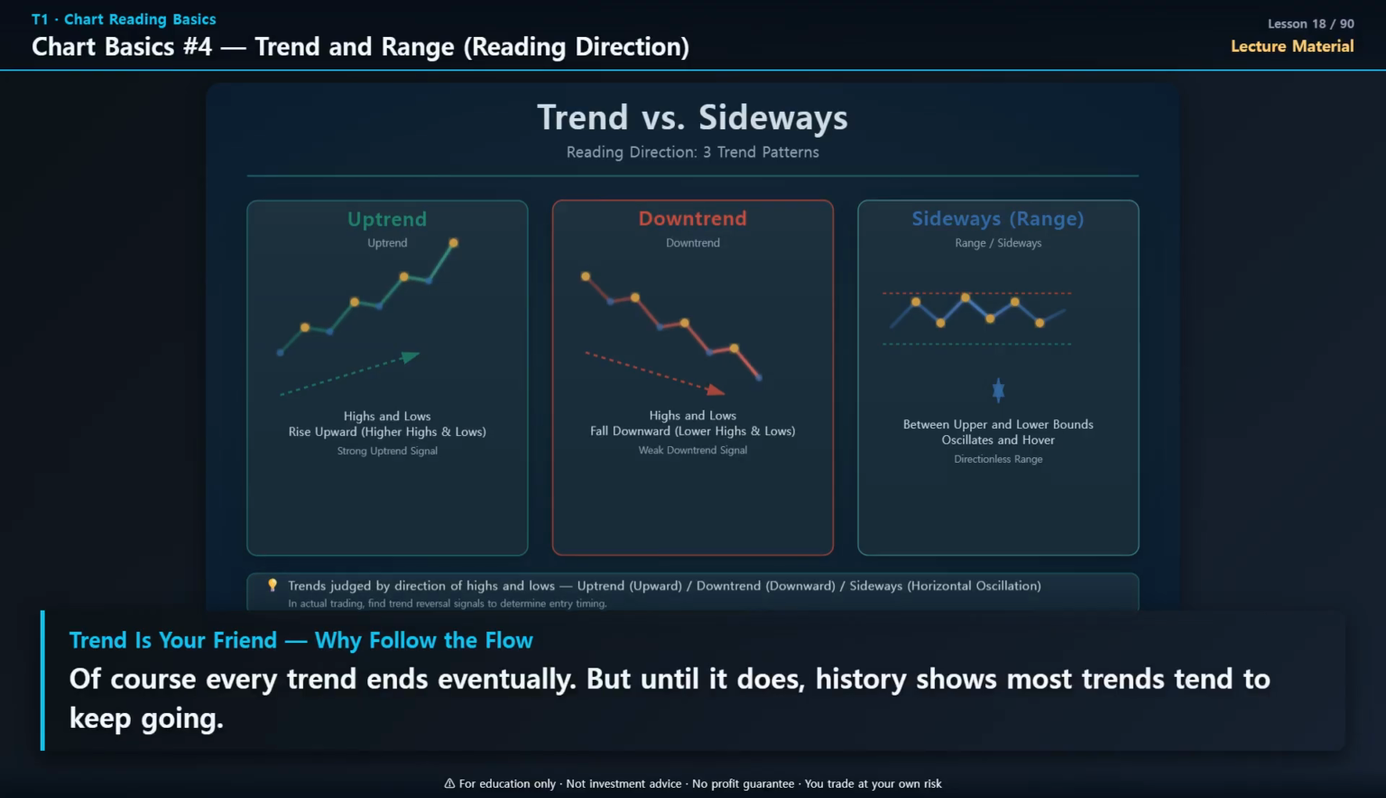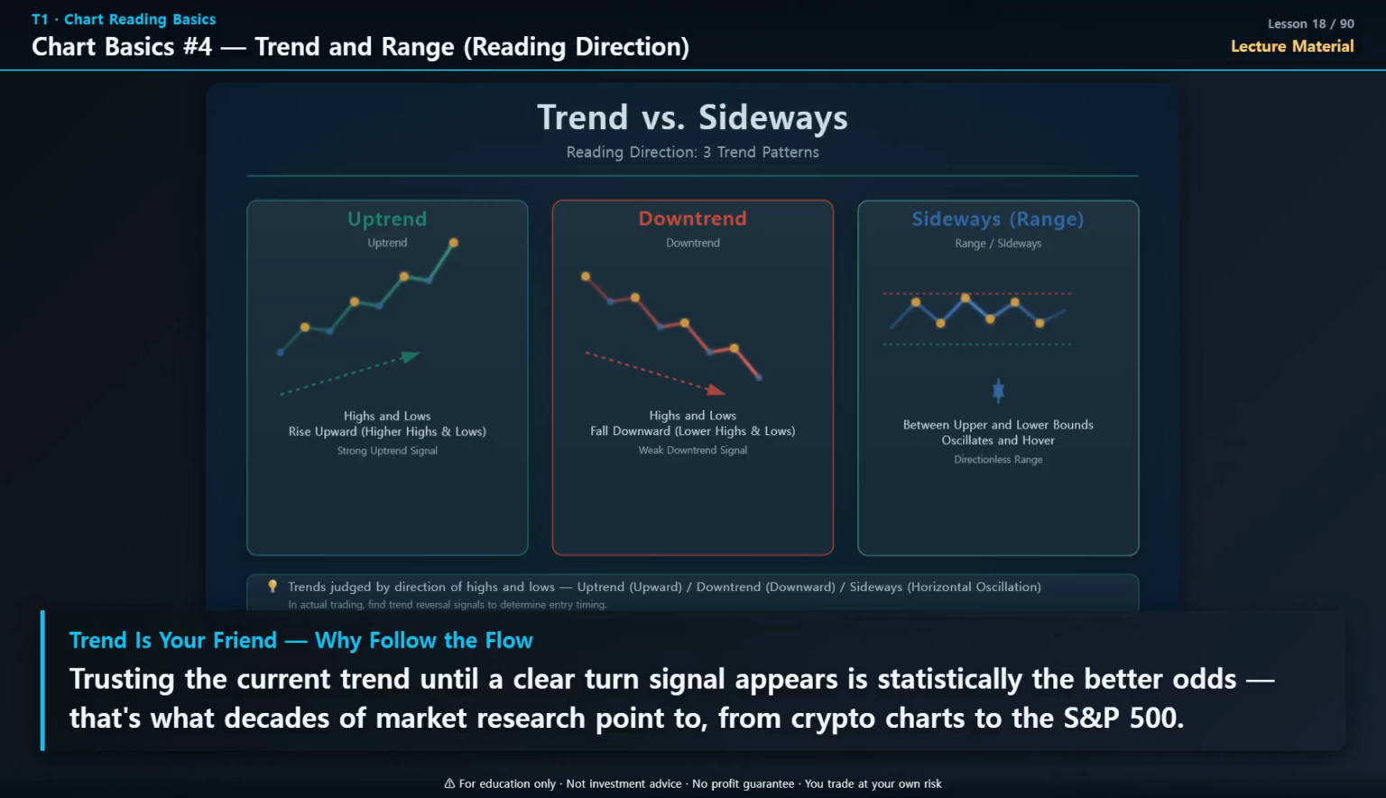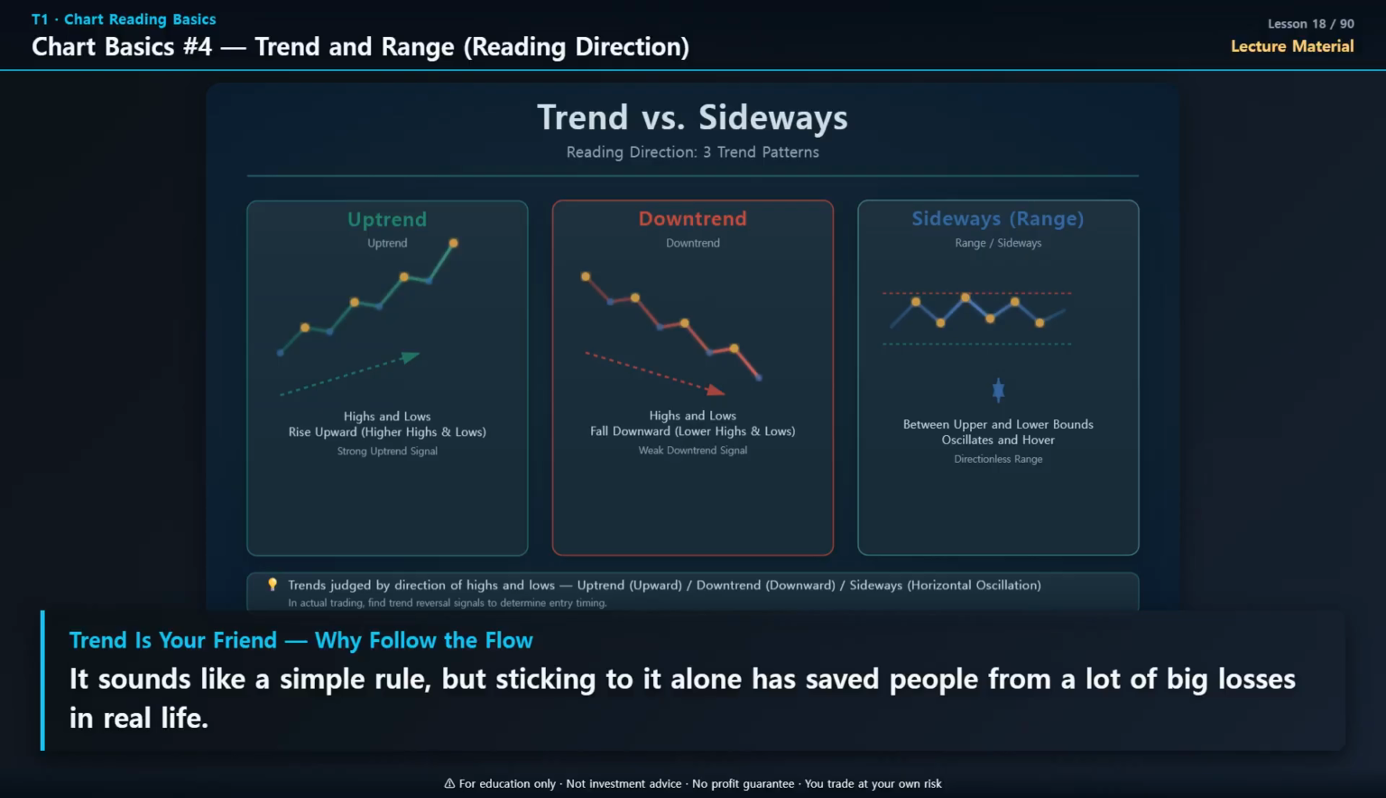Of course, every trend ends eventually. But until it does, history shows most trends tend to keep going. Trusting the current trend until a clear turn signal appears is statistically the better odds. That's what decades of market research point to, from crypto charts to the S&P 500. It sounds like a simple rule, but sticking to it alone has saved people from a lot of big losses in real life.